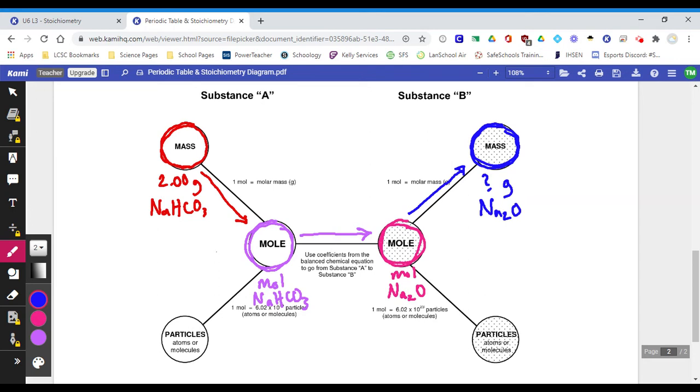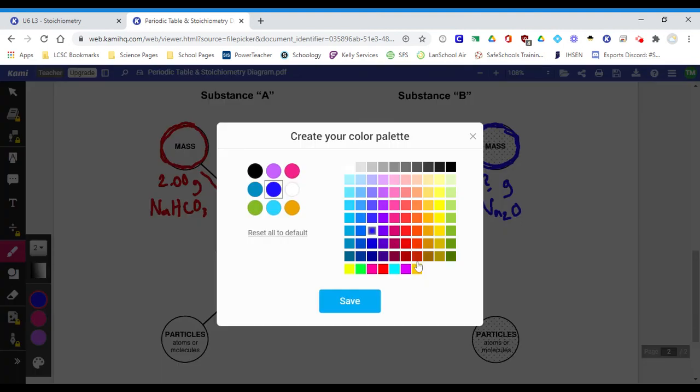Okay? If we're going between grams and moles, don't forget, oh no, where'd my red go? I have to go grab the red again. Now let's see, which red do I want? All these look like different reds. Maybe it was this one. I'll go with that.